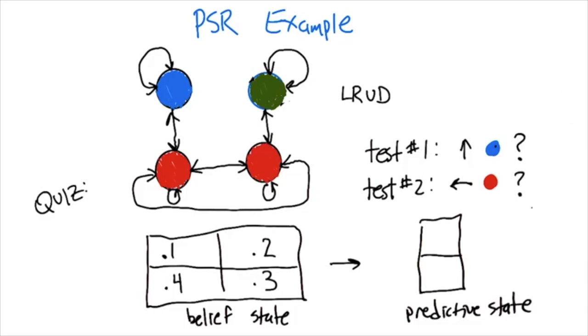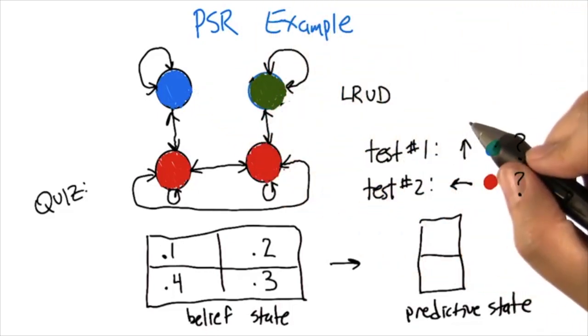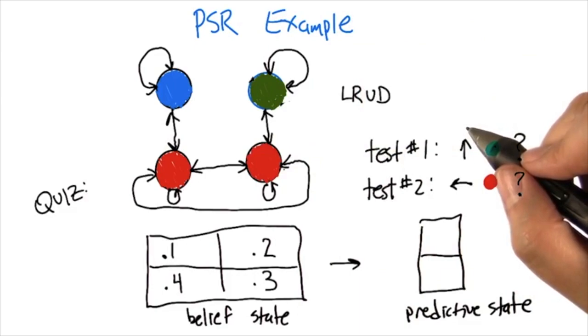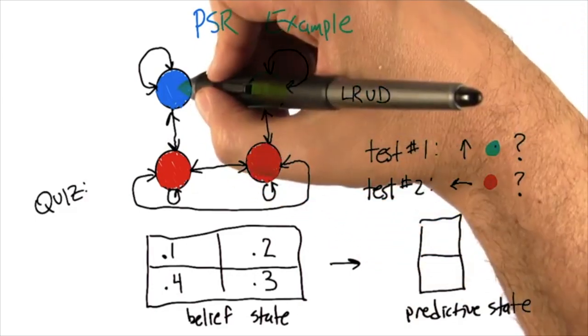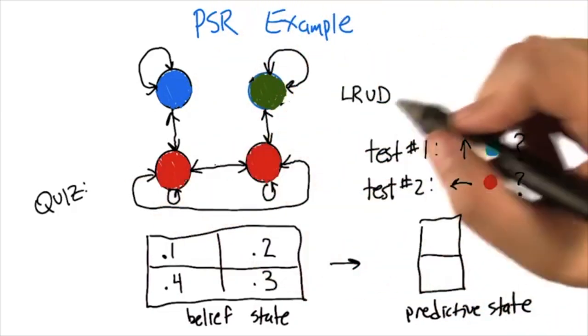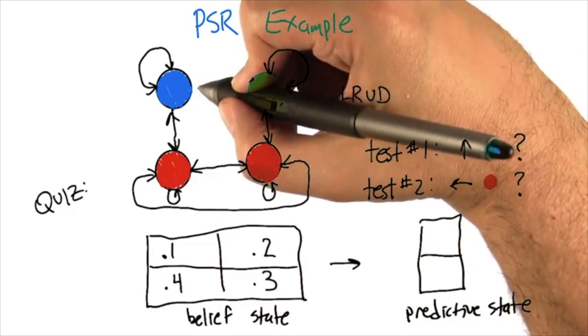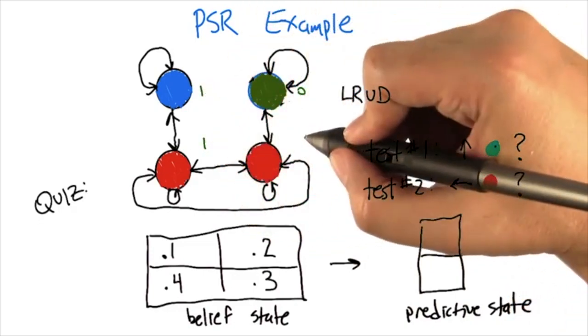So how are we going to do this? I'm going to do it in the most methodical way I can think of. For each of those states, what's the probability of test 1 coming out such and such and test 2 coming out such and such? Good. And then given that, I can just multiply that by the belief state and I can get predictive states. Very good. So what's the probability that if we were to go up, we would see blue from each of the 4 states? It would be 1, 0, 1, 0.